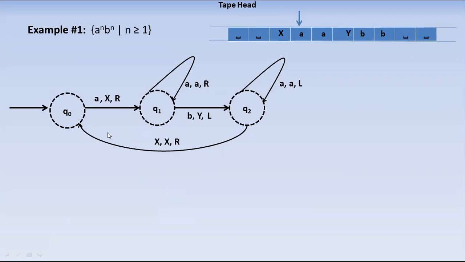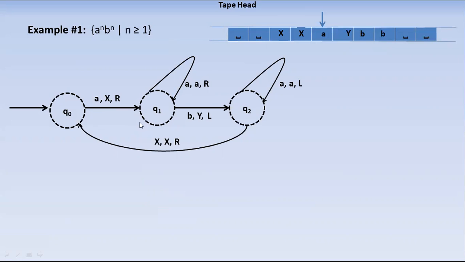So whenever it finds A on the state Q0, what is it going to do? It will convert the A to X. So whenever we find A on state Q0, it will convert it to X and move right. Now we have come to state Q1.